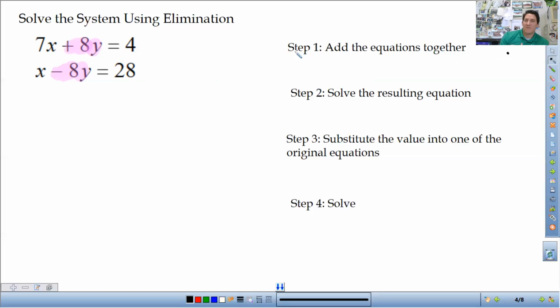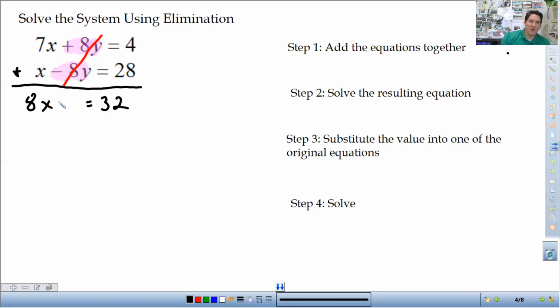What we're going to do, first step, is add these equations together. So 7x plus x is 8x. And here's why we want this to be different here. Positive 8y plus negative 8y just cancels out. Plus 8 minus 8 is 0, so you can just cross it out. And then 4 plus 28 is 32. Now we have this real easy equation to solve.